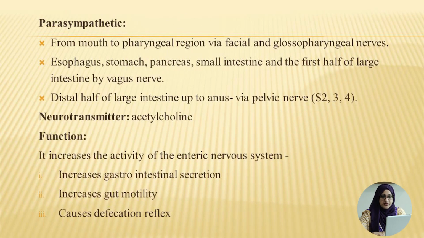The parasympathetic supply. From the mouth to the pharyngeal region, it is supplied by the facial and the glossopharyngeal nerves. The esophagus, stomach, pancreas, small intestine, and the first half of the large intestine are supplied by the vagus nerve. The distal half of the large intestine up to the anus is supplied by the pelvic nerve, that is sacral 2, 3, 4. The neurotransmitter it releases is acetylcholine, and the parasympathetic supply usually increases the activity of the enteric nervous system, that is, increases gastrointestinal secretion and gut motility, and it also causes the defecation reflex.